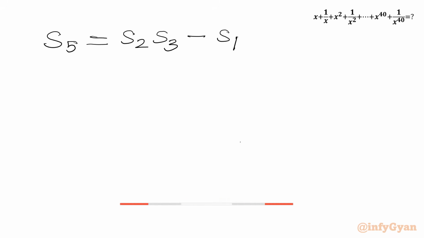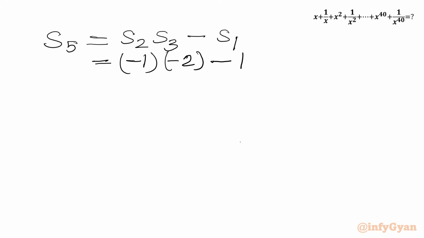Now we will find S5. So I can write S5 would be S2 times S3 minus S1. Now S2 is negative 1, S3 is negative 2, S1 is 1. We will get 2 minus 1, so S5 will be equal to 1.